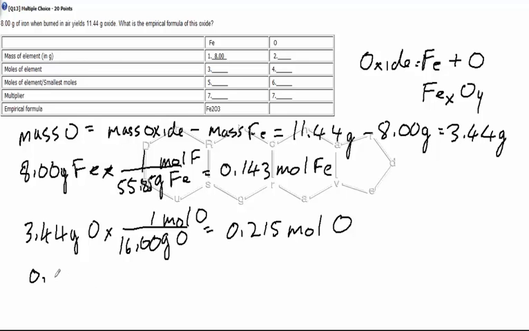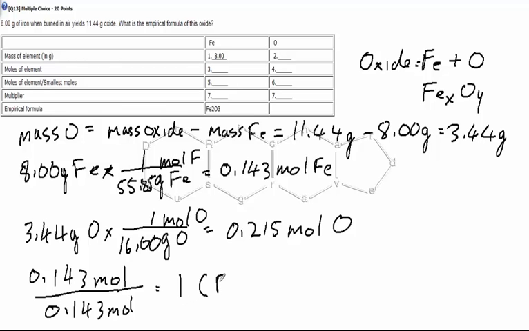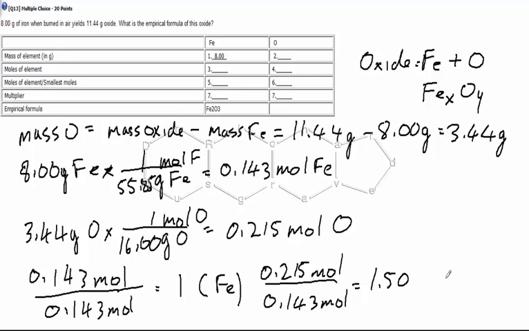And as we've done in the past, we'll divide both of these through by the smallest one. So for the iron first, we'll have 0.143 moles divided by 0.143 moles, and that'll equal 1, of course. Now we're going to figure out the same thing for the oxygen, 0.215 moles divided by 0.143 moles, and that's going to give us 1.50. And that's for the oxygen.